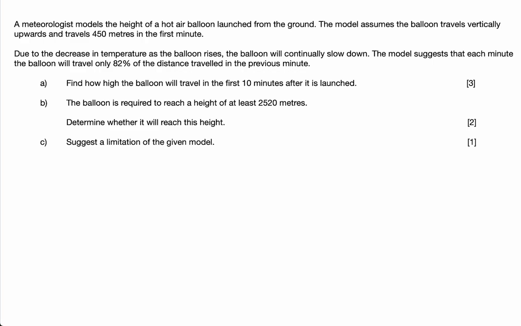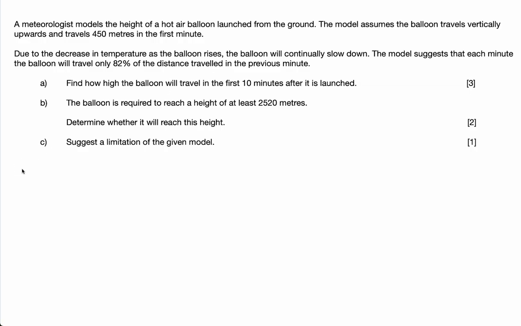Okay, a meteorologist is modeling the height of a hot air balloon, and it's assuming it's traveling vertically upwards and travels 450 meters in the first minute. Due to the decrease in temperature as the balloon rises, the balloon will continually slow down. The model suggests that each minute the balloon will travel only 82% of the distance traveled in the previous minute. Find how high the balloon will travel in the first 10 minutes after it is launched.